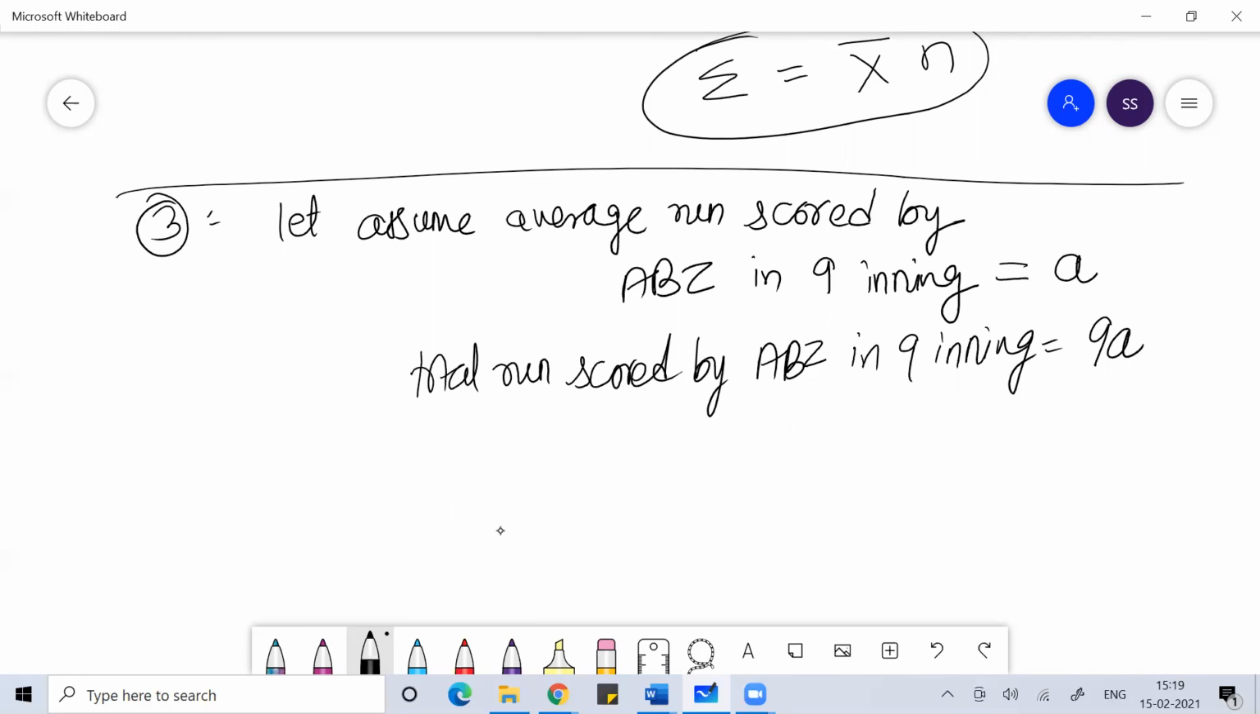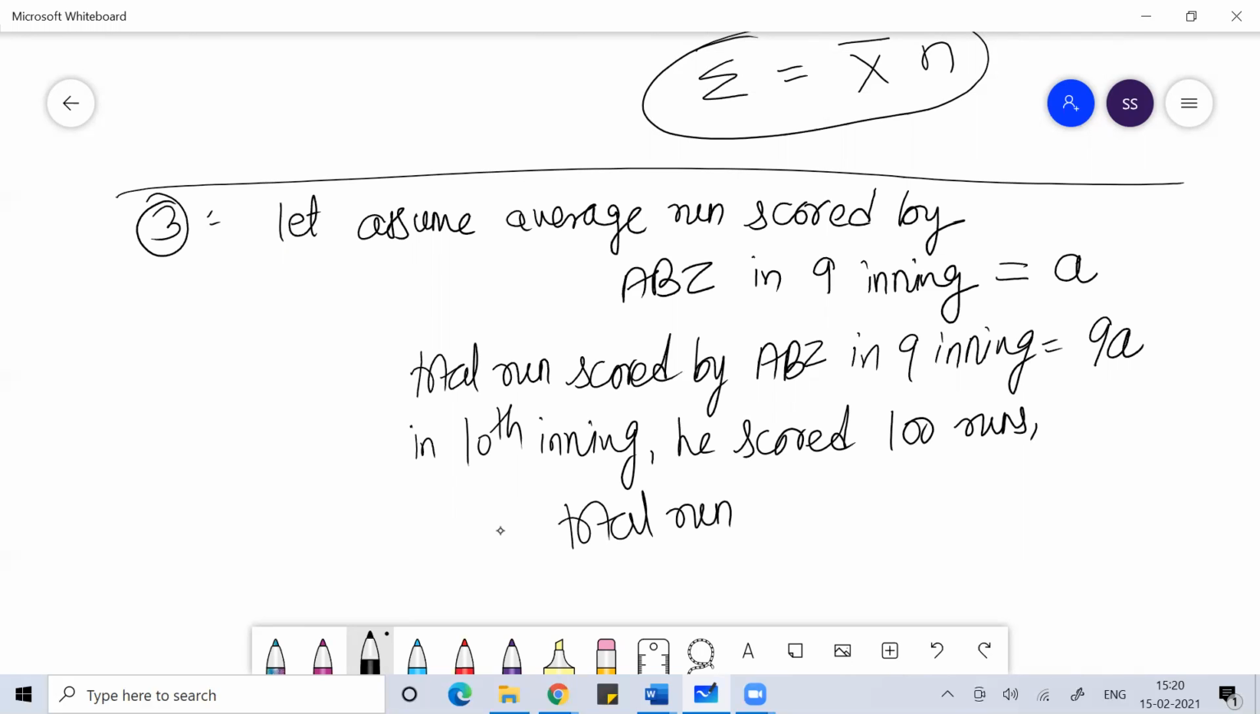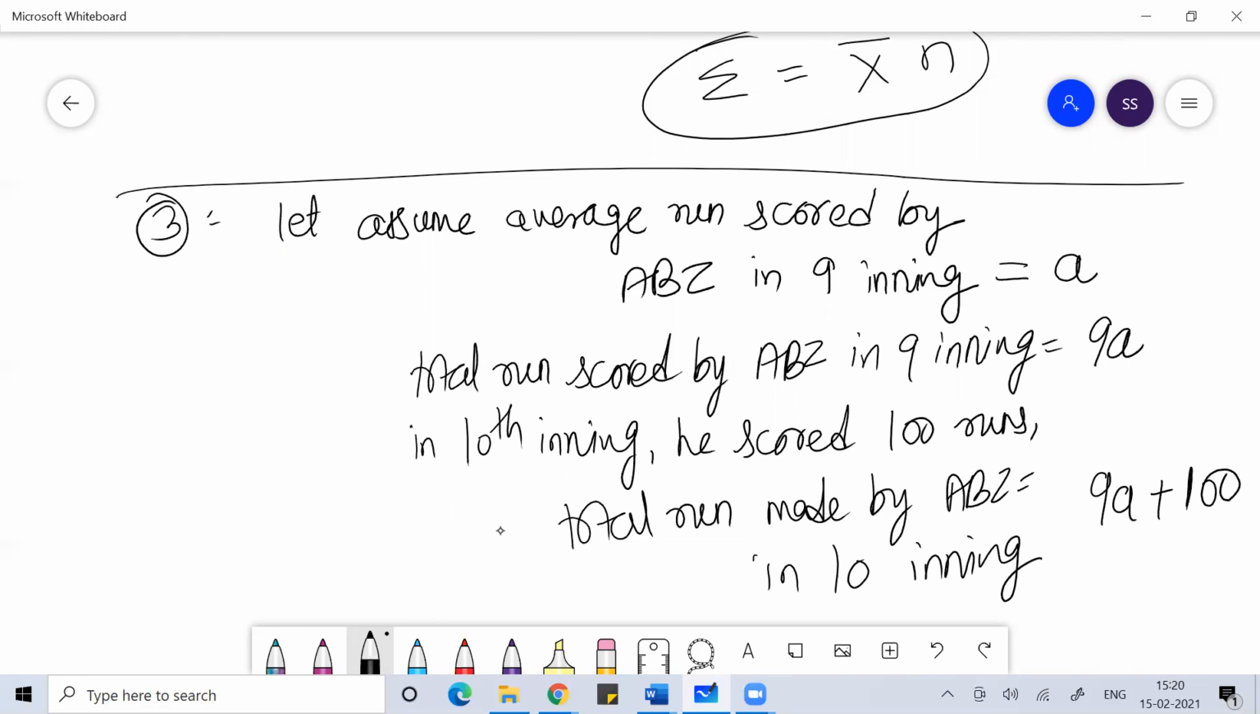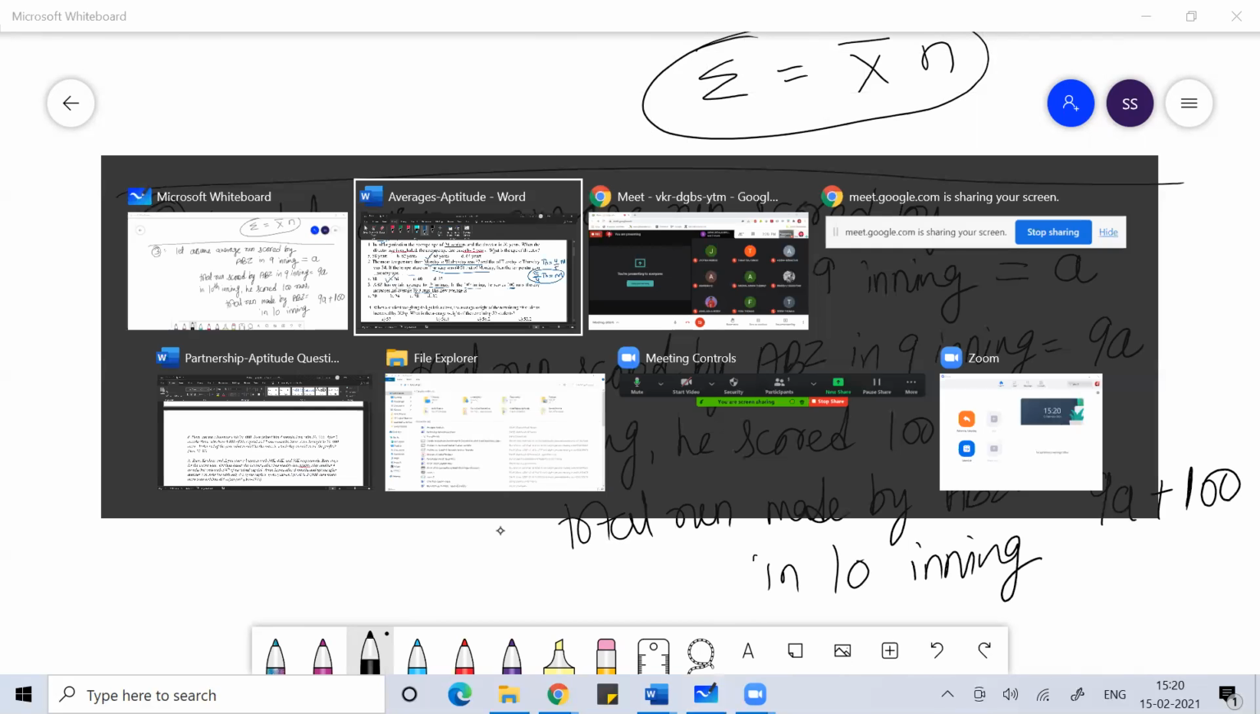Very simple. In the 10th inning, he scored 100 runs. So the total run made by ABZ in 10 innings: what is the total run ABZ made? That is 9A plus 100. In the 10th inning, ABZ made 100 runs, so the total runs ABZ made in 10 innings is 9A plus 100.